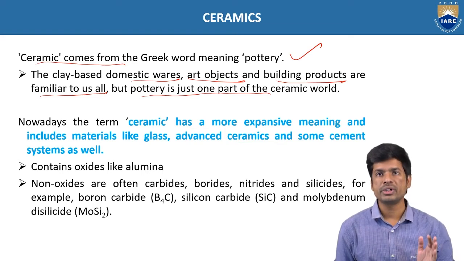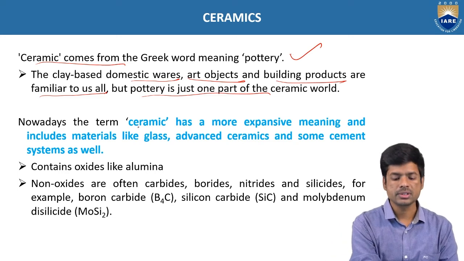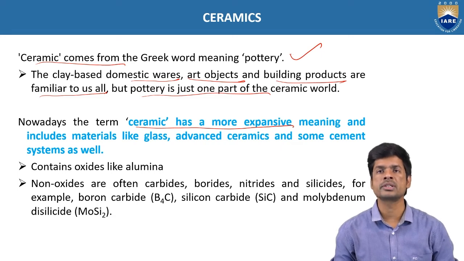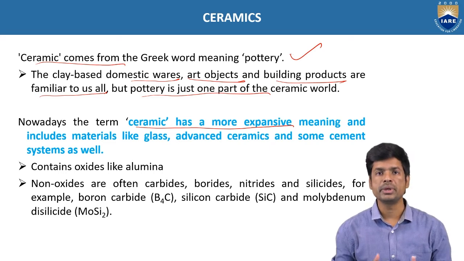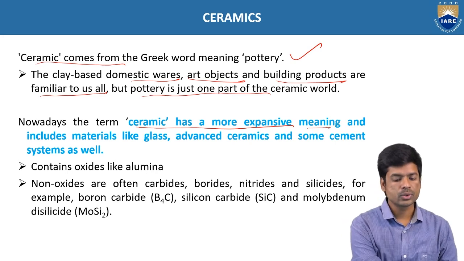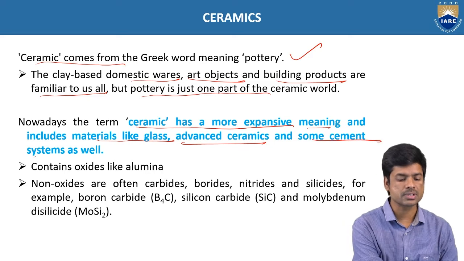But here, whenever you are going to listen about the clay-based materials, here we are going to get the pottery. Pottery is also one of the clay-based products. Nowadays the term ceramic has a more expansive meaning. More expansive meaning is nothing but here we are going to add some other extra materials and we are improving the properties of ceramics. So that is why the meaning of this particular ceramic has changed, and includes materials like glass, advanced ceramics, and some cement systems as well.